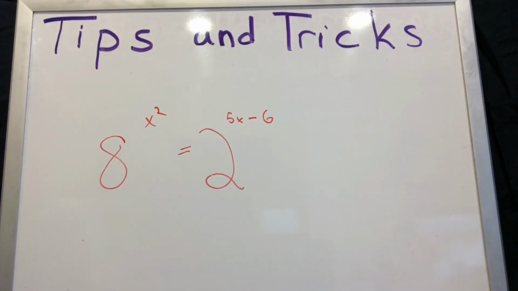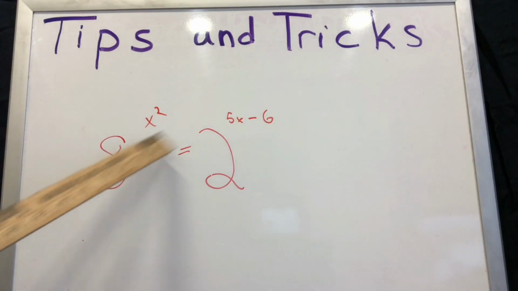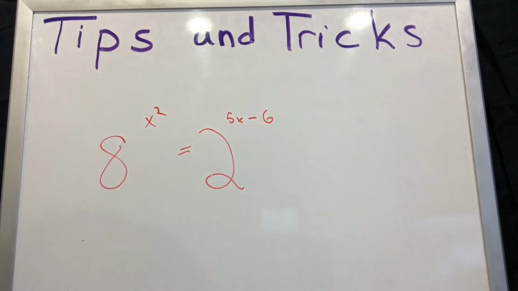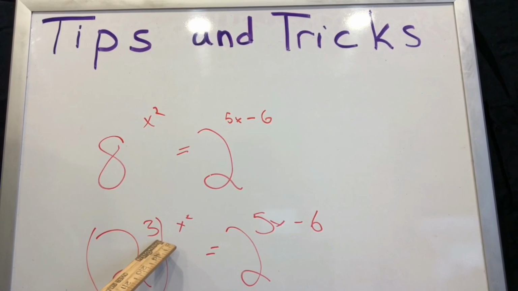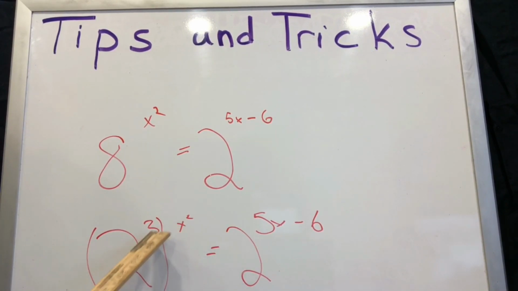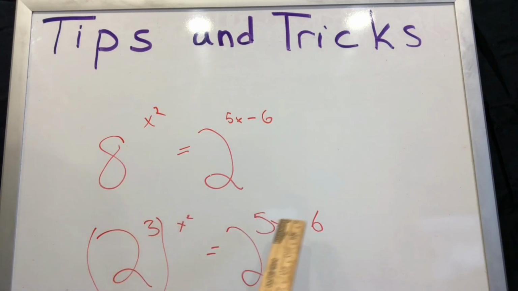It's important to note that you cannot equate the two exponents if the bases are not equal. So what do we do in this case? Well, since 8 is a power of 2, we can change it into 2 to the third power. Thus, the exponent on this side is 3x squared because we multiplied 3 by the x squared. So this time we would equate 3x squared with 5x minus 6, leaving us with yet another quadratic equation.